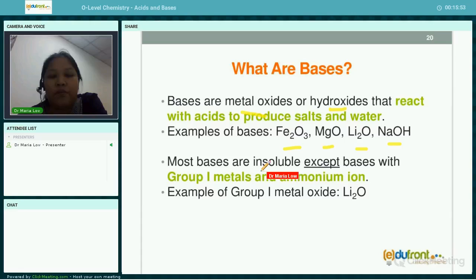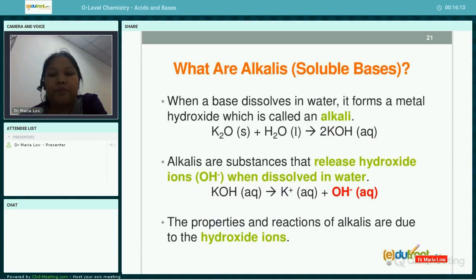Most of the bases are insoluble, except for bases which belong to the group 1 metals and the ammonium ions. An example of a group 1 metal oxide is lithium oxide. Because lithium is under group 1, group 1 metal oxides are soluble in water. And when we talk about alkalis, what we are referring to are soluble bases. So when we have a base that is dissolved in water, it forms a metal hydroxide which is called an alkali.